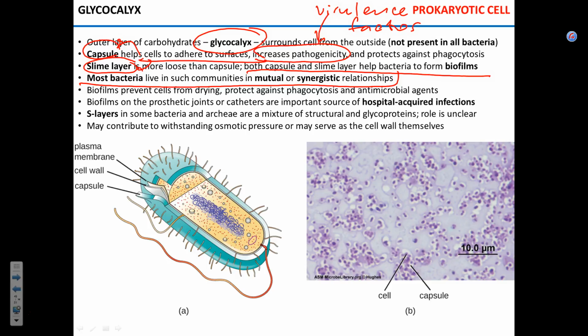Why are biofilms so important? First of all, they help to retain water, and drying is one of the major enemies of microbes. They are much better at avoiding phagocytes. And antimicrobial agents have a tough time penetrating the biofilm.